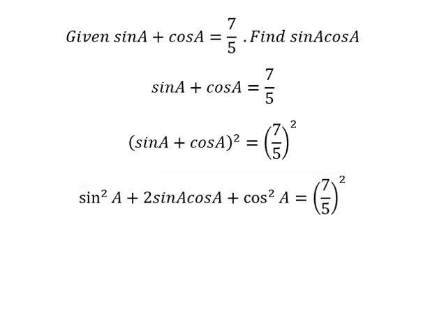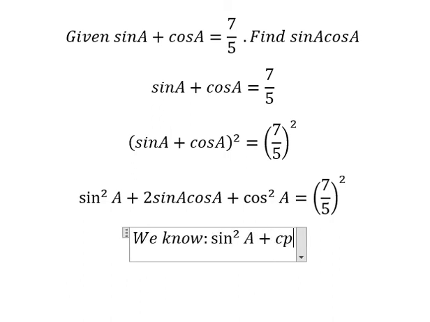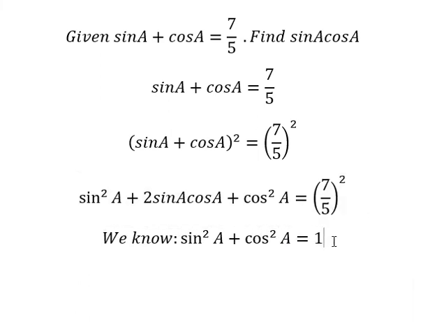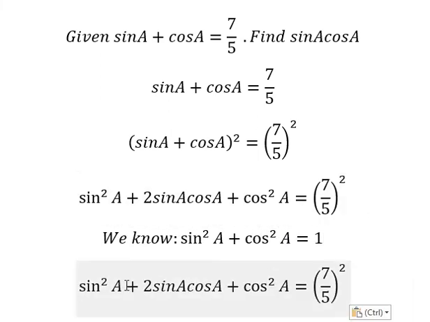So we know that sinA squared plus cosA squared equals number 1. Now we need to transform sinA squared plus cosA squared equals number 1.